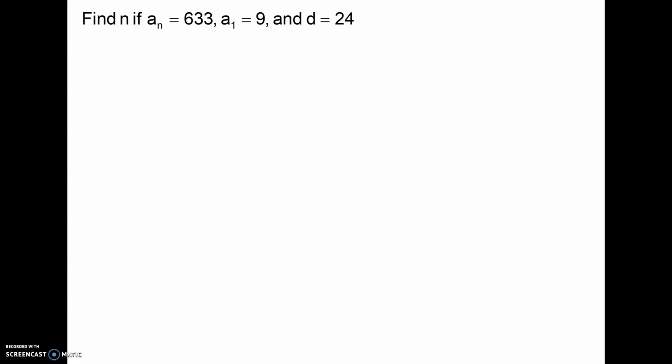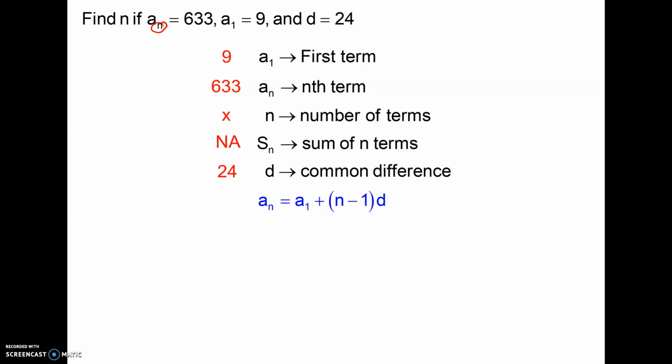Okay, so let's keep going. All right, here we go. We have, this time I don't know which term this is. I have a term and it's 633. I have my first term, I have my common difference. So I start labeling what I have. I don't know how many terms. I don't know which term this is. That's not really important. And my common difference is 24. So I'm just going to start plugging in and seeing where it takes me. So my a sub n, my nth term, is 633. My first term is 9. I don't know what n is. You don't have to replace it with x if you don't want to. You can leave it as an n. And I have my common difference. And look, I can find out what x is.